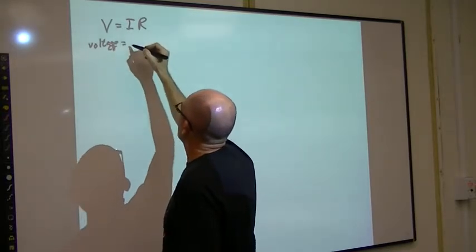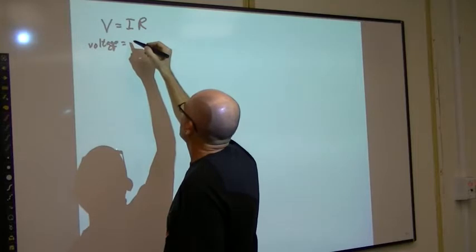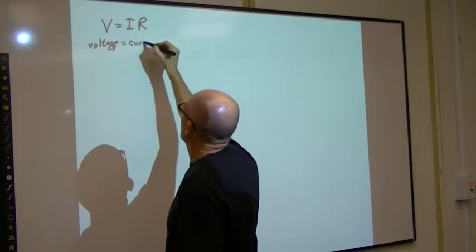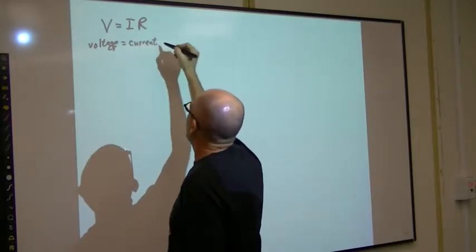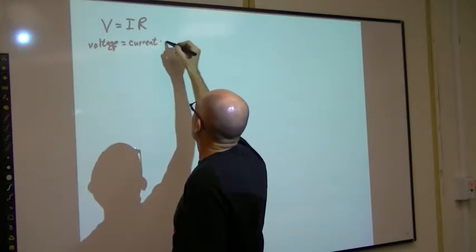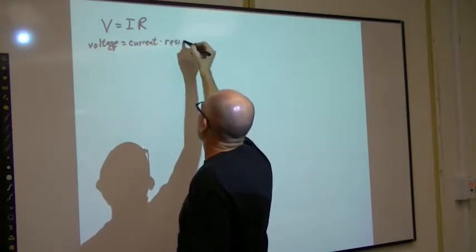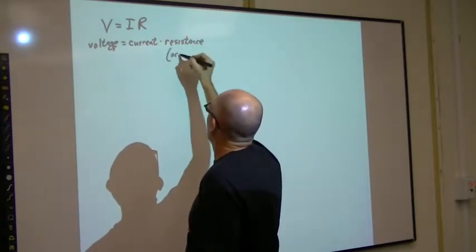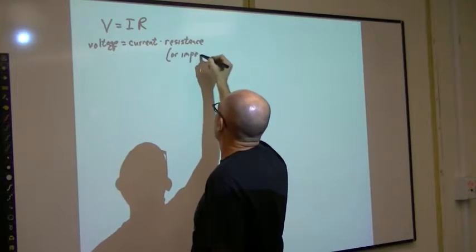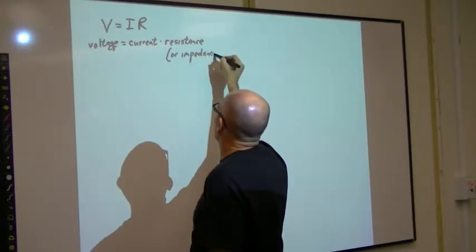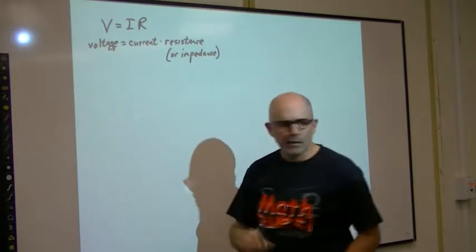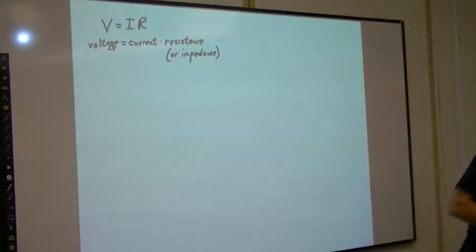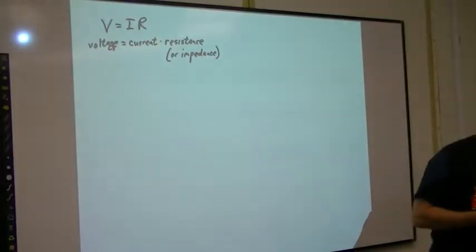Voltage equals current times resistance, or impedance. You spell it with an A? Let's see. Yes, I spelled it right. Okay, so voltage equals current times impedance.